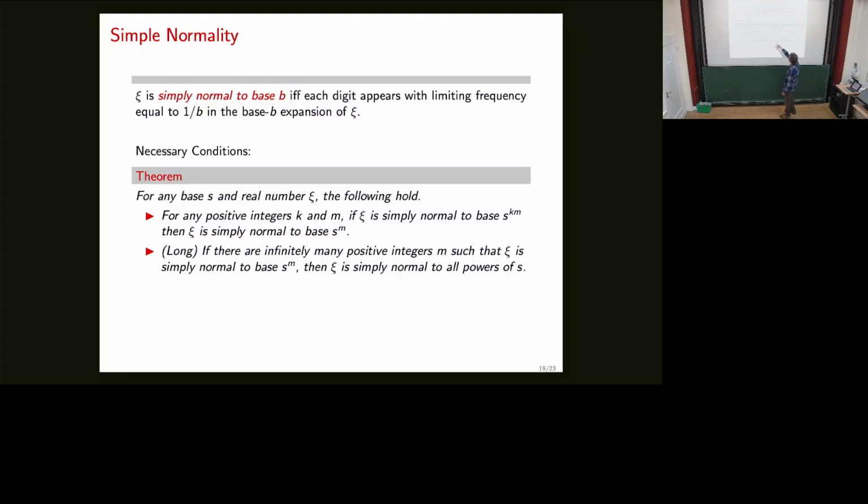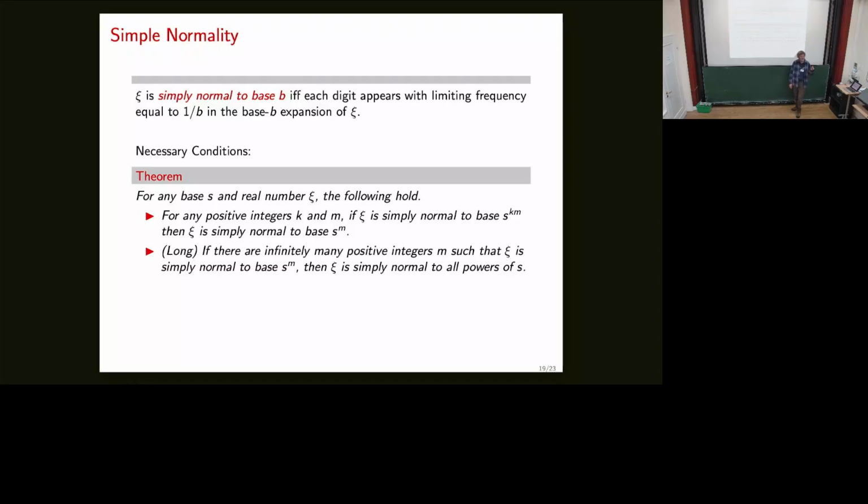For a number C, what are the properties of the bases such that C is simply normal for that base? So if we're looking at a base S, and a real number C, if C is simply normal to base S to the K times M, then C is simply normal to base S to the M. So if you're normal in some power of a base, you're normal in that base.